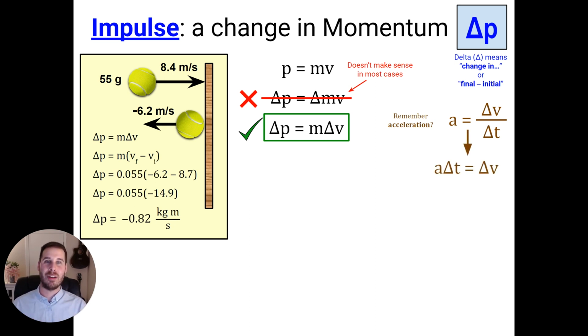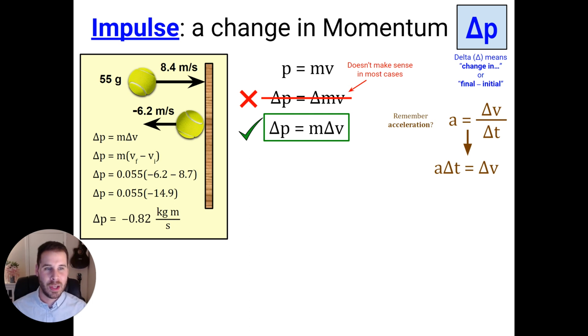I'm going to rearrange it to solve for change in velocity. So you can see how I did that. I multiplied by delta t on both sides of that formula, and that resulted in this formula becoming acceleration multiplied by delta t, change in time, equals delta v, change in velocity.